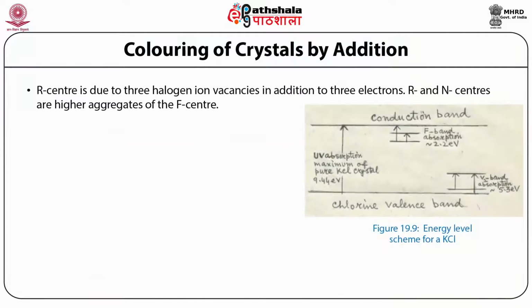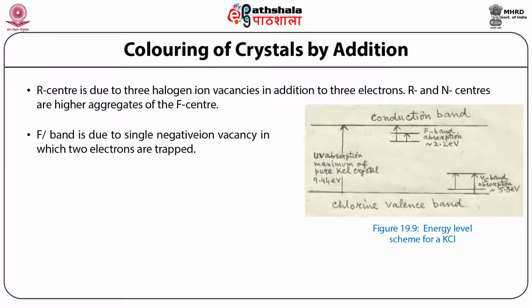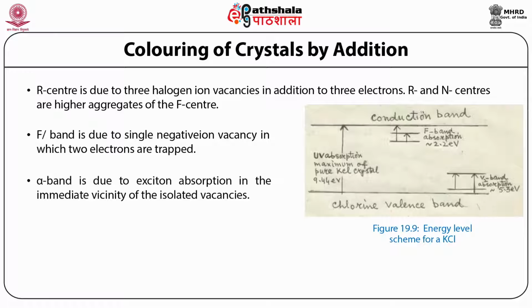Number 4. An R center is due to three halogen ion vacancies in addition to three electrons. R and N centers are higher aggregates of the F center. Number 5. The F band is due to a single negative ion vacancy in which an electron is trapped. Number 6. The alpha band is due to exciton absorption in the immediate vicinity of the isolated vacancies.